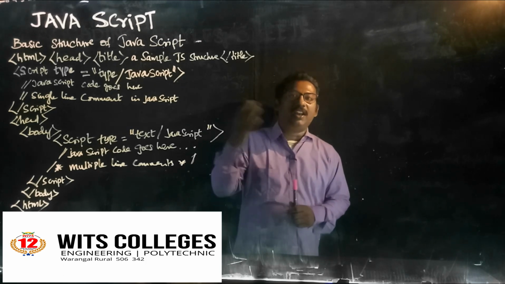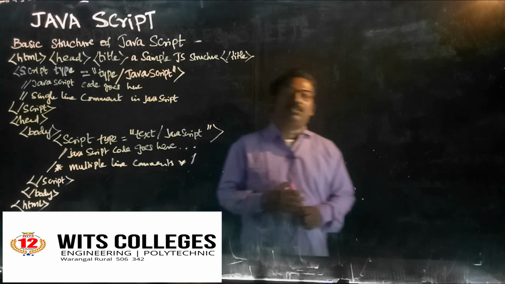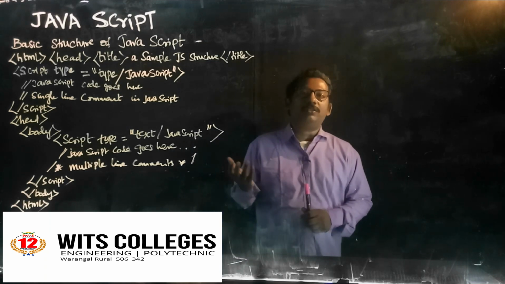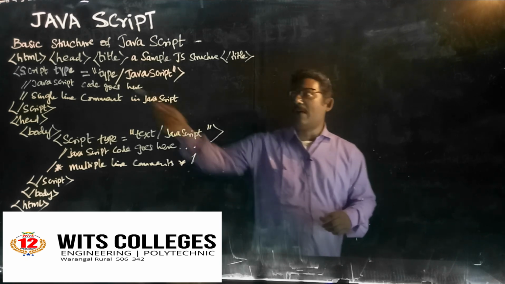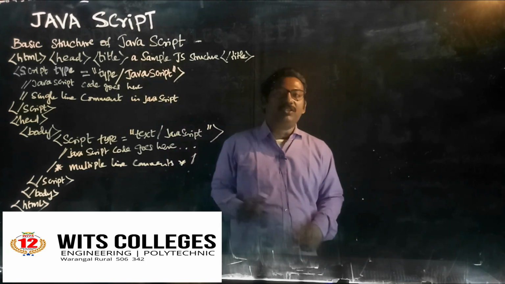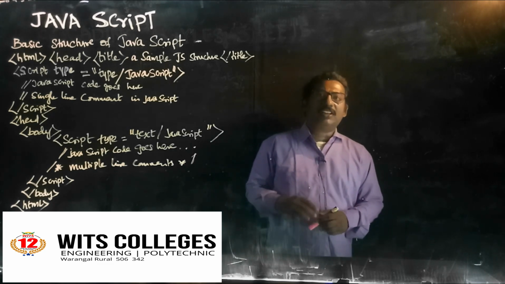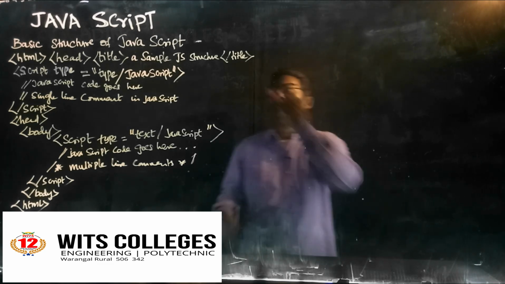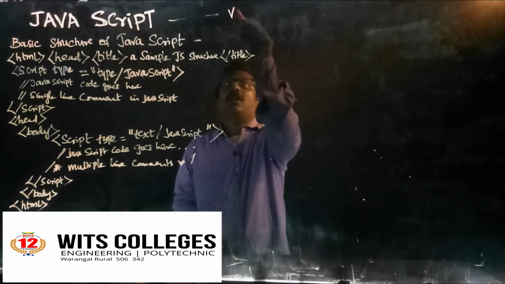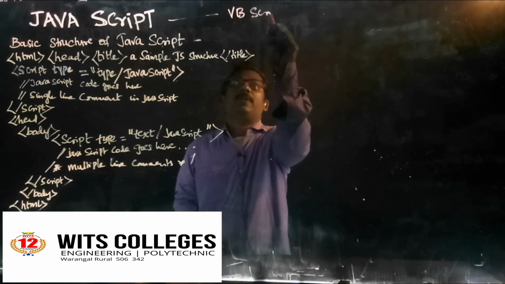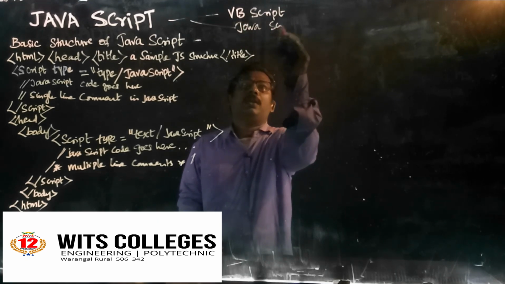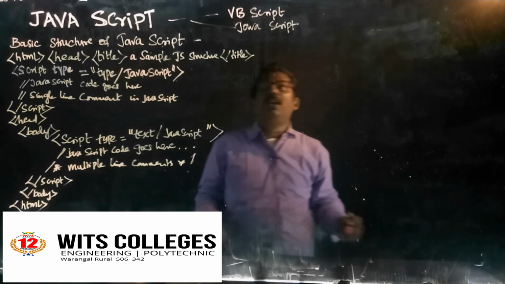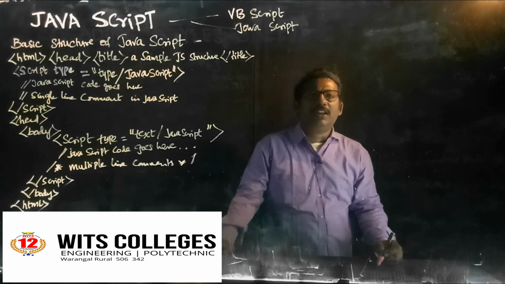Until now, what you did in HTML was a static programming concept, where you will not have a chance to interact with the user. JavaScript is a scripting language, like Visual Basic Script. Scripting languages are broadly classified into two: one is VB script, that is Visual Basic Script, and another is JavaScript.